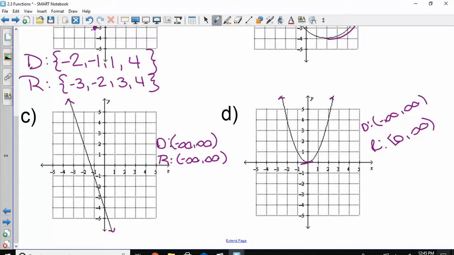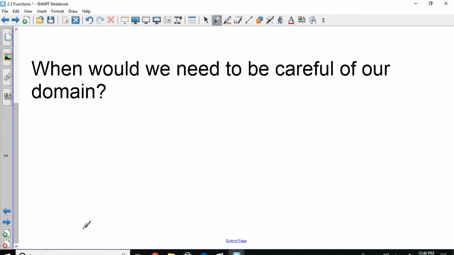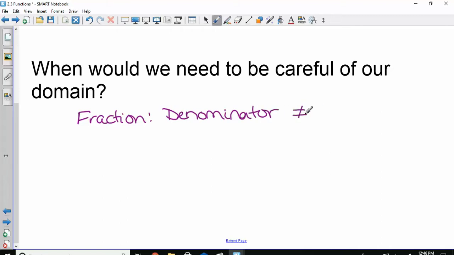Do you guys remember doing this last year? So let's talk about, if I don't give you graphs, finding domains. In general, we assume our domain to be everything that would give us a real number. There are a couple specific things we need to worry about when we have a domain. We know that if you have a fraction, what can't happen? Okay, so in a fraction, the denominator cannot be 0.